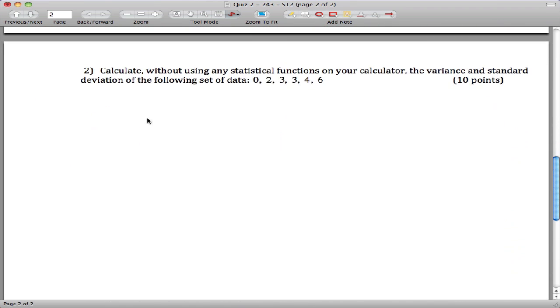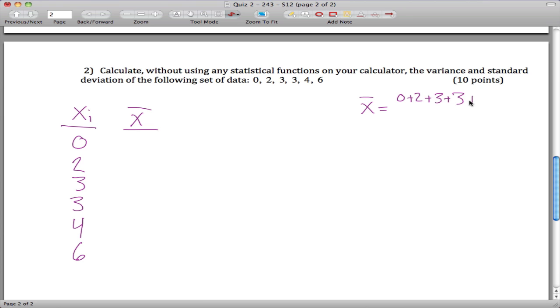Looks like there's another problem here. Calculate variance and standard deviation of this data. Okay. To do that, you first list your data: 0, 2, 3, 3, 4, 6. Then you list your average. If you add these all up, x bar is equal to 0 plus 2 plus 3 plus 3 plus 4 plus 6 divided by 6. That's 18 over 6, which is 3. So the average in each of these cases is 3.